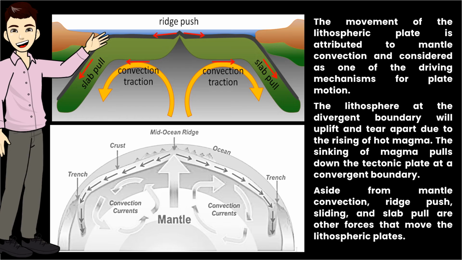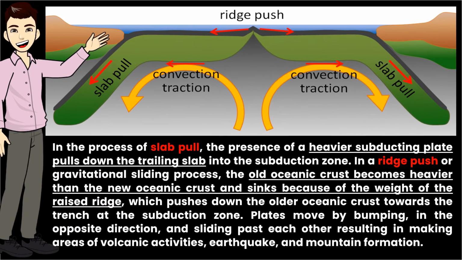The movement of the lithospheric plate is attributed to mantle convection and considered as one of the driving mechanisms for plate motion. The lithosphere at the divergent boundary will uplift and tear apart due to the rising of hot magma. The sinking of magma pulls down the tectonic plate at a convergent boundary. Aside from mantle convection, ridge push, sliding, and slab pull are other forces that move the lithospheric plates. In the process of slab pull, the presence of a heavier subducting plate pulls down the trailing slab into the subduction zone.